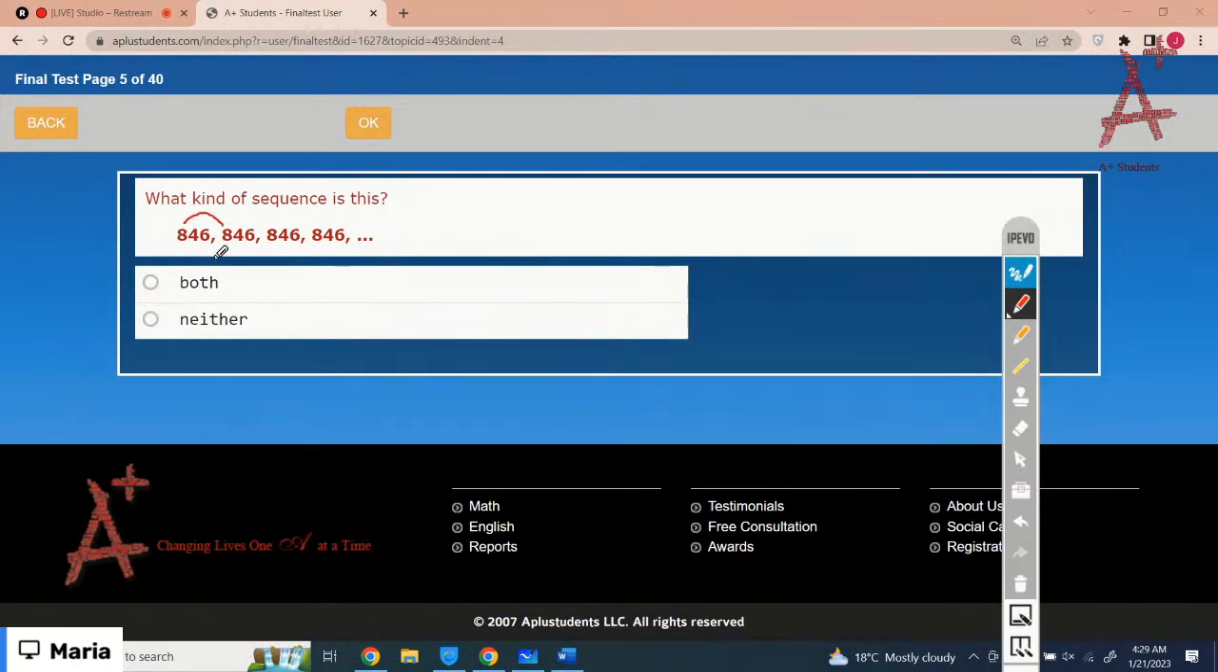Just do 846 minus 846, that would be 0. Then again, 846 minus 846, you have 0. So that means when you subtract them, they have the common difference, that is 0. Got it? And when you divide them, they have a common ratio, that would be 1. So this is both geometric and arithmetic as well. Got it? So the correct option is both.